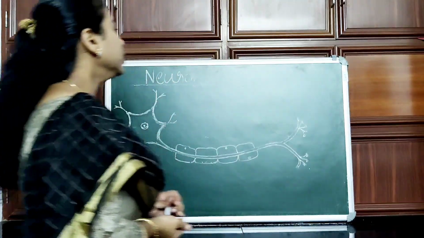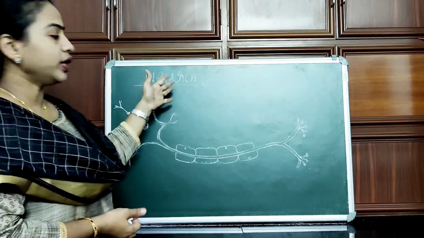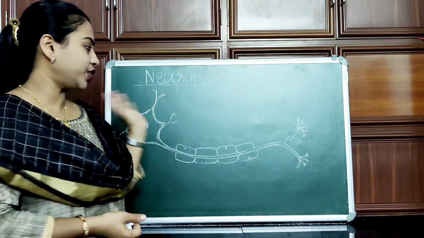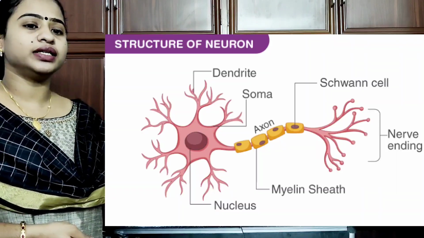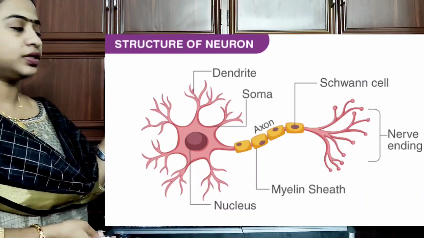In the last class, we discussed the senses, different types of stimulus, the receptors and the nervous system. In this class, we are going to discuss the fundamental unit of the nervous system, that is the neuron. The fundamental unit of the nervous system is called neuron. It is the diagrammatic representation of the neuron. Now we are going to discuss the structure of the neuron.